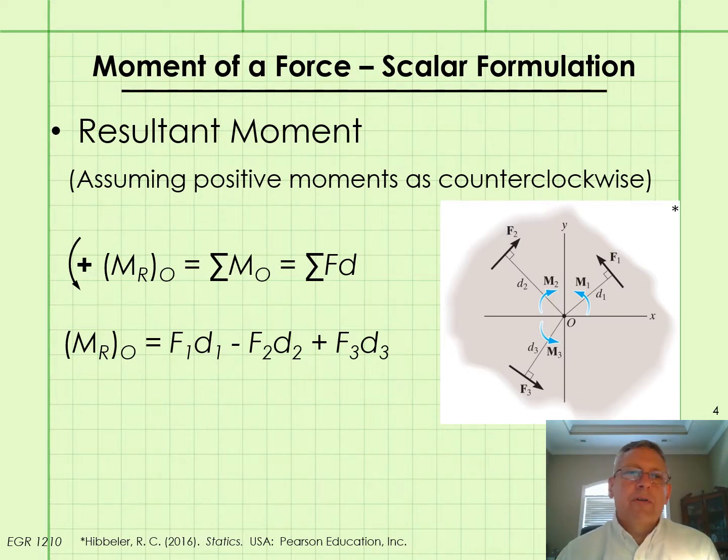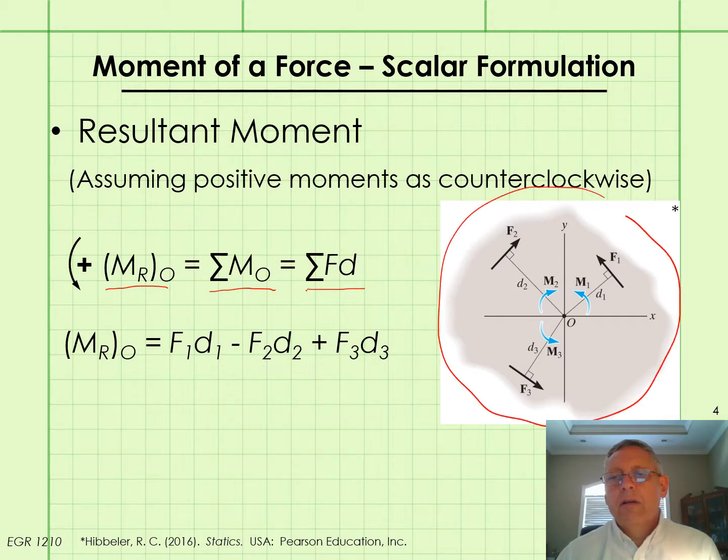Similar to a resultant force, we have what's known as a resultant moment, which we write as the resultant moment about O. And that is equal to the sum of the moments about O, which is equal to the sum of the forces times their respective distance from point O. So let's look at the figure here. We have three forces creating moments about point O.